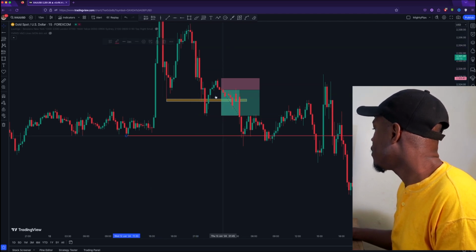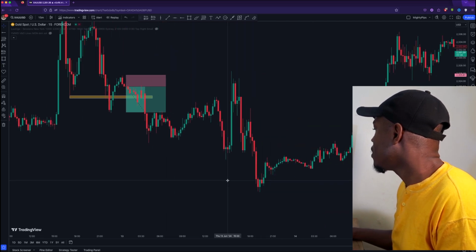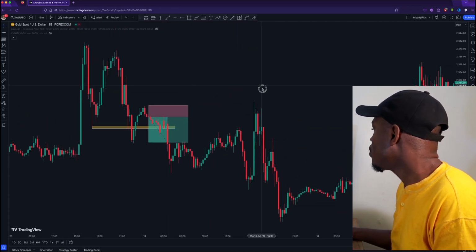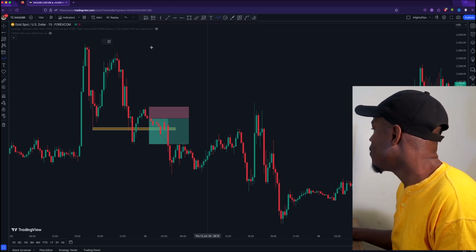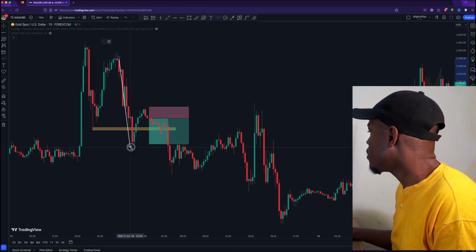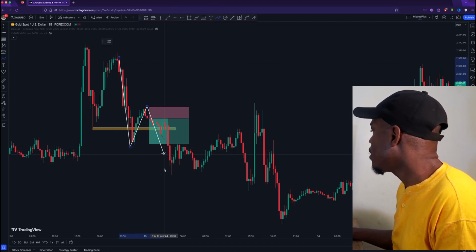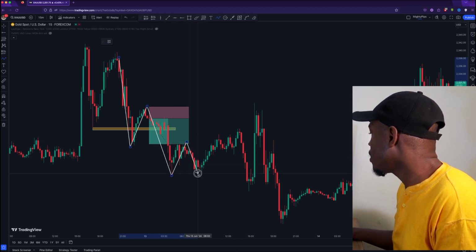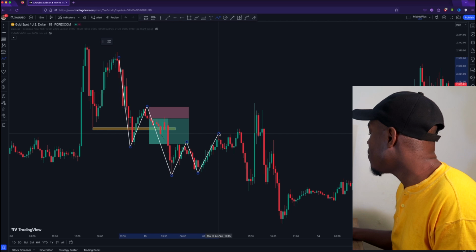Also remove this, and then we'll look for another trade, okay? So you are also looking at market structure forming, like here, it's a low, lower high, lower low, lower high, okay? Lower equal lows, okay? Higher high here, okay?